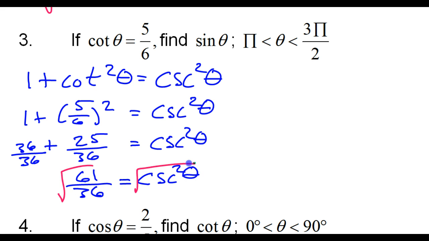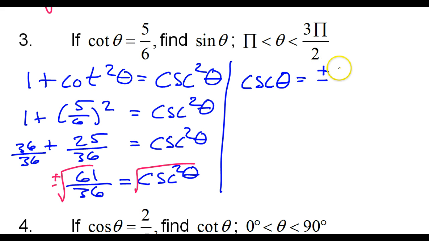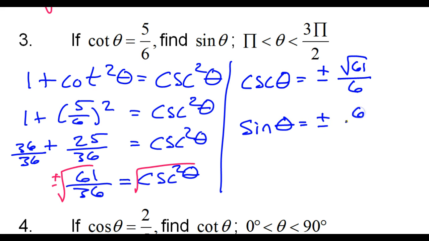If I take the square root of both sides, don't forget your plus or minus, then that's going to give me cosecant, not squared anymore, so cosecant theta is equal to plus or minus radical 61 over 6. I took the square root of 36 to get this. Now cosecant is the reciprocal of the sine function, which is what we're looking for. So that means sine theta is going to equal plus or minus 6 over radical 61.